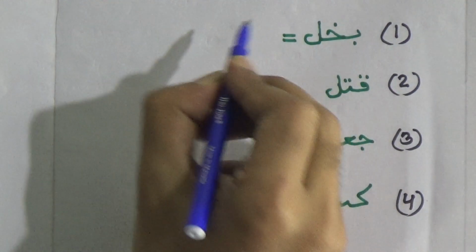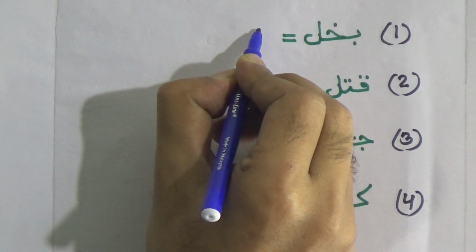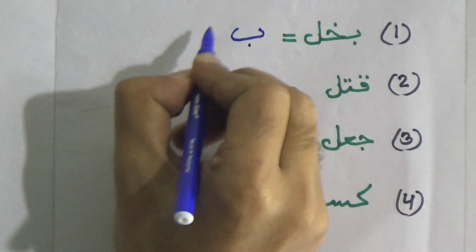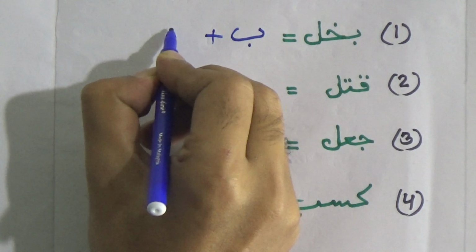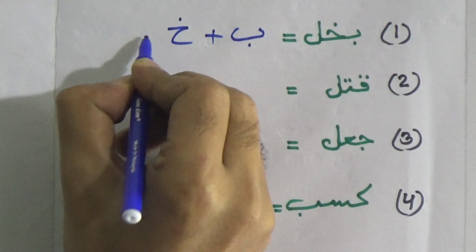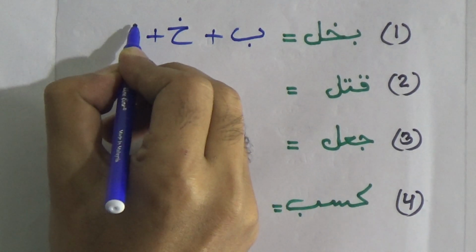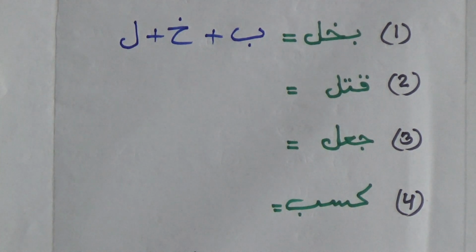Number 1, Bakhala. Here, ba plus kha plus lam. Bakhala. Number 2, Qatala. There are 3 letters.